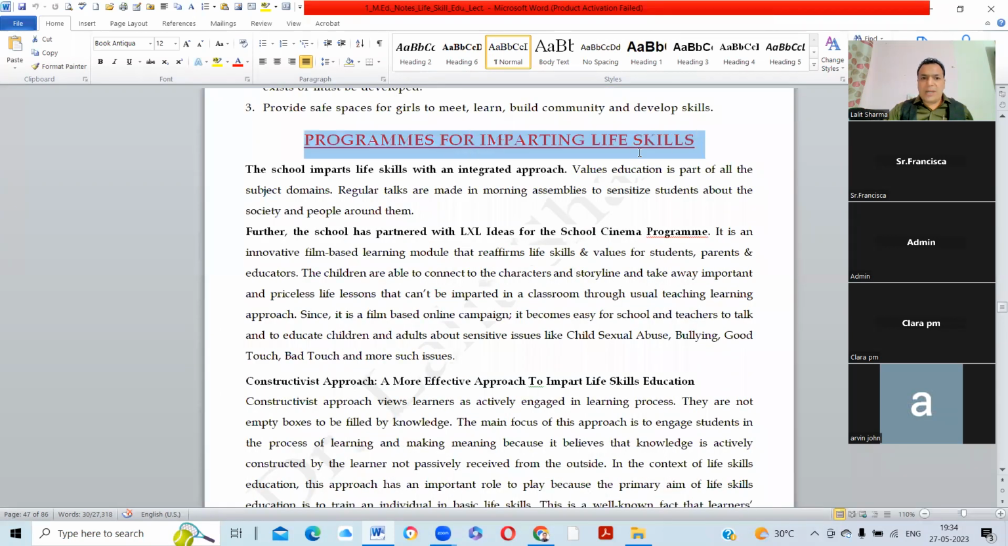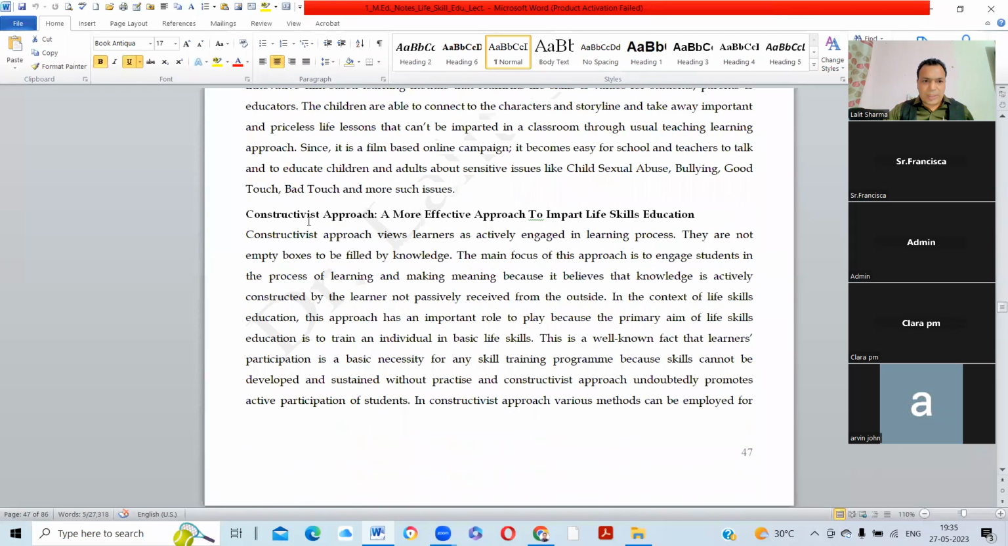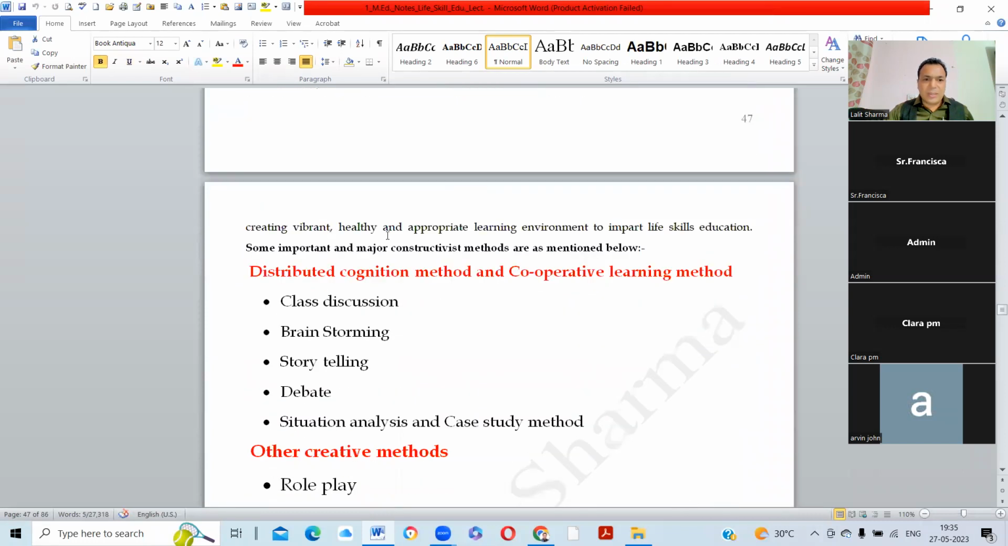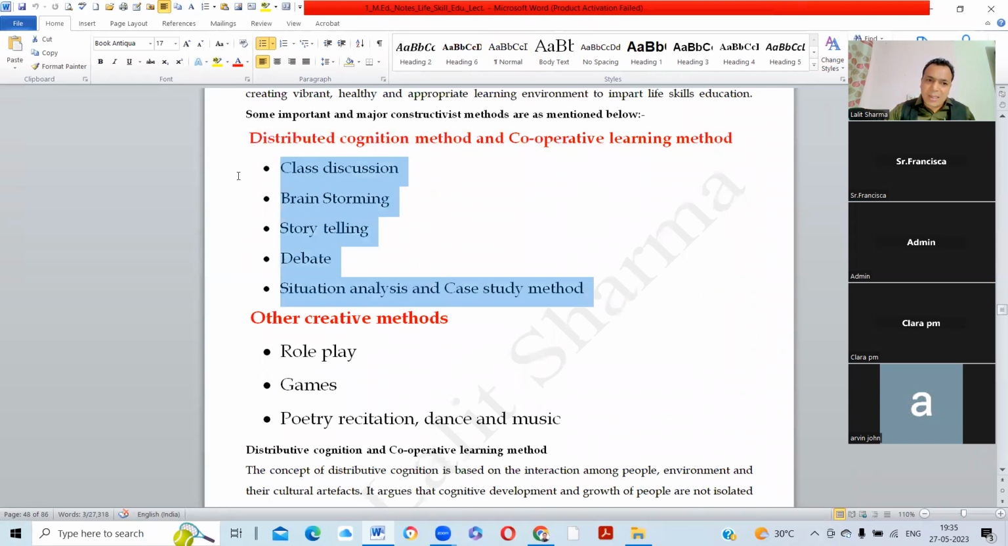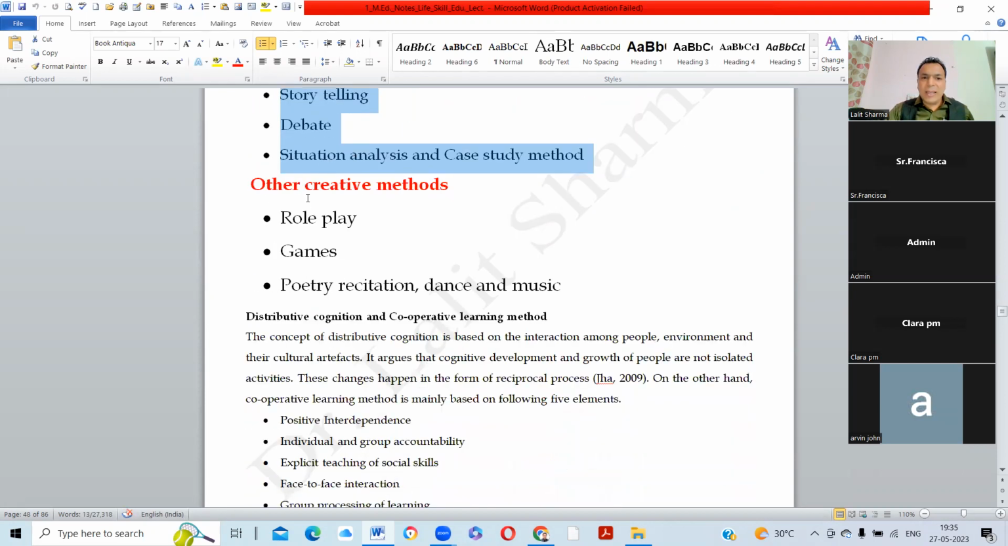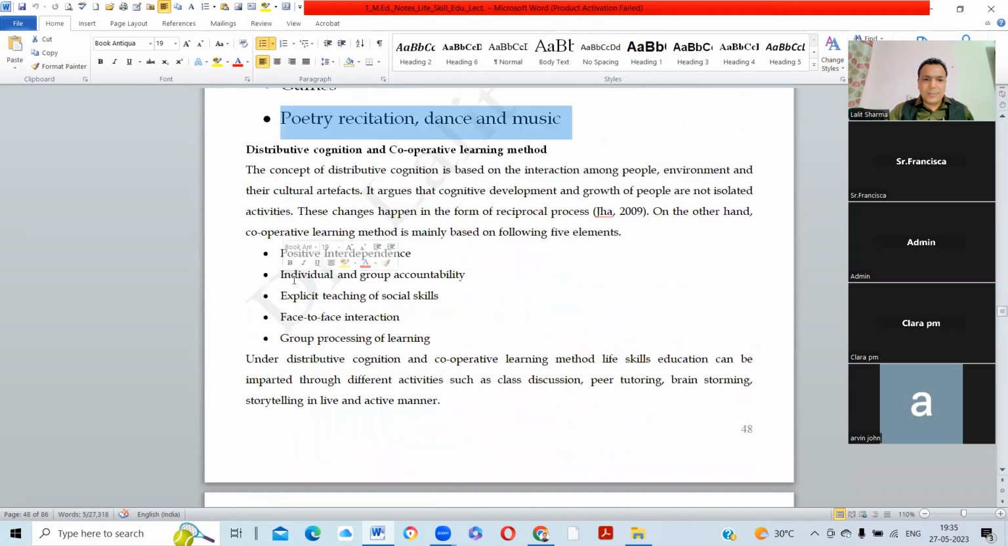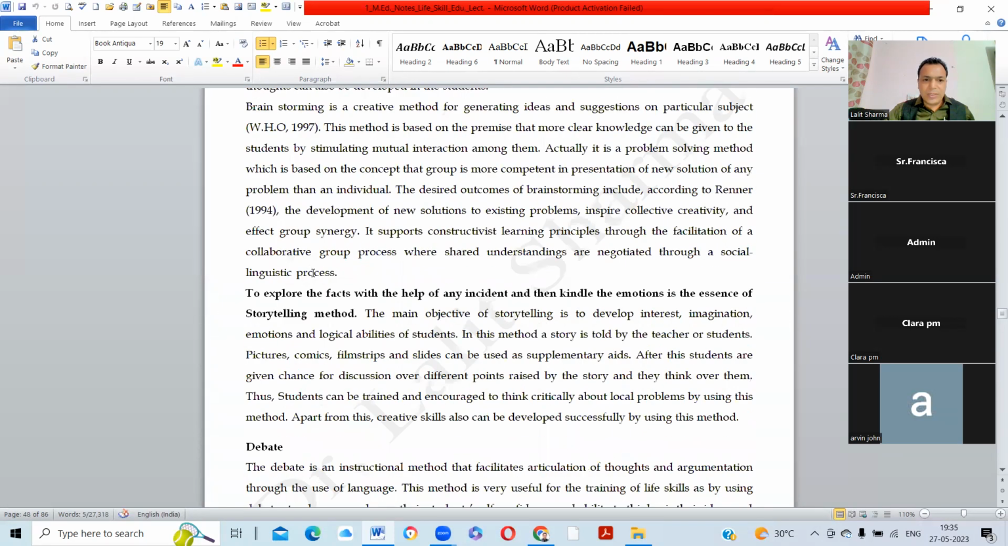So, programs for imparting life skills. कौन-कौन से programs हो सकते हैं, right? So आप, you can, these are the programs: distributing cognition method and cooperative learning method, class discussions, brainstorming, storytelling, debate. Okay, these are all part of the teaching-learning process. There should be variety in the teaching and learning process. Other creative methods are role play, games, poetry recitations, dance and music. So these are all the programs.